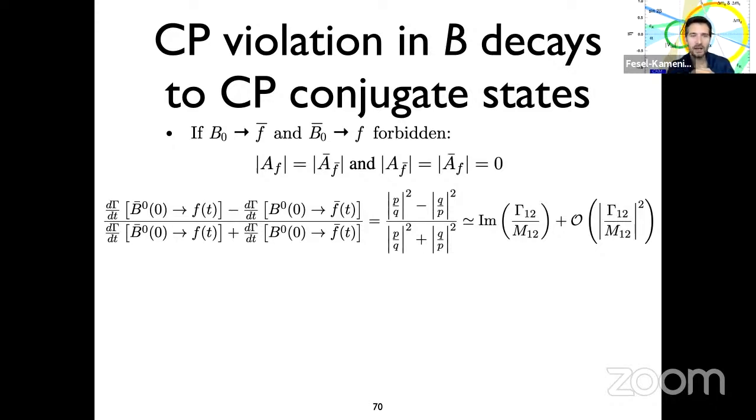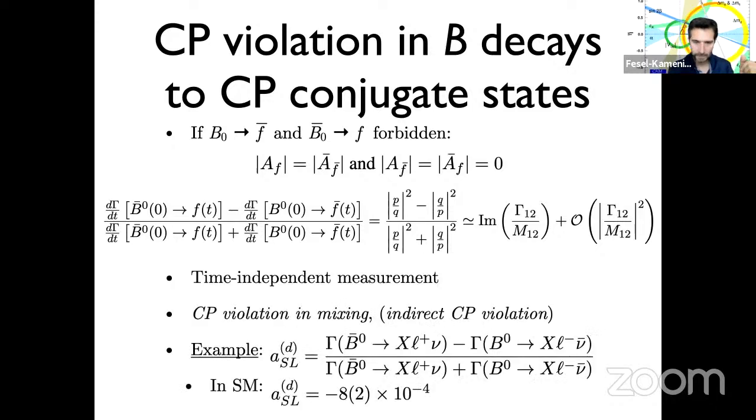This is interesting when, for example, B naught to F bar or B naught bar to F are forbidden. So some of these decay amplitudes vanish, as is, for example, in semi-leptonic B decays, as an explicit example of this. And then one can define these, in principle, time-dependent decay rates or asymmetries, which turn out to be time-independent. So it's a time-independent measurement, and is a probe directly of Q over P or P over Q deviations from 1.